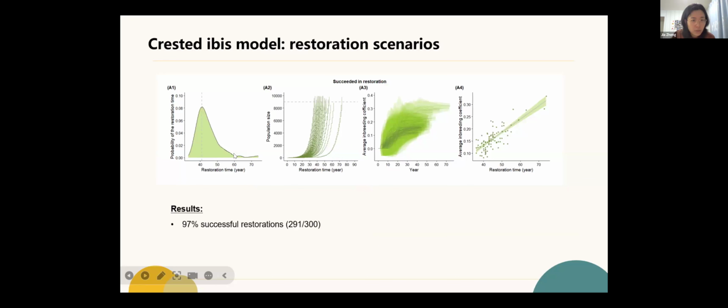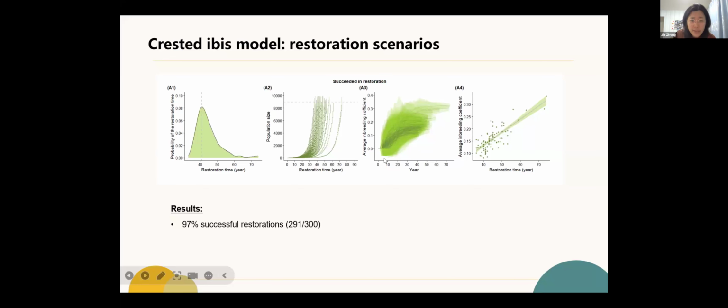So here are the results. First, I want to say that out of the 300 simulations, 90% of the simulations lead to a successful restoration, which is quite surprising to me. In the A1 figure, you can see the distribution of restoration time for the population to recover is mostly gathered at a bit more than 40 years. And then A2 shows how the population increases in size.